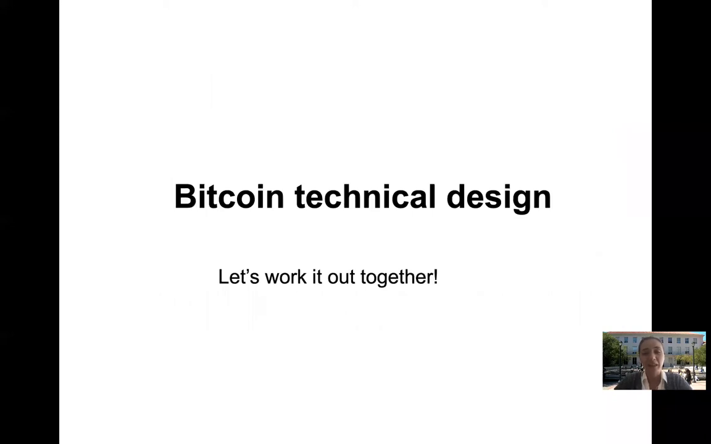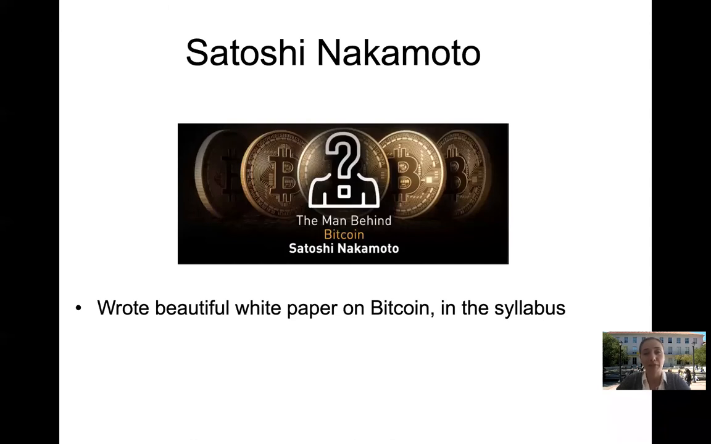All right. So let's start delving into the Bitcoin technical design, and we'll basically work it out element by element together. So that was just a very high level introduction. So now we're going to start the technical discussion. So this technical design was developed by Satoshi Nakamoto, who wrote a very beautiful white paper on Bitcoin.